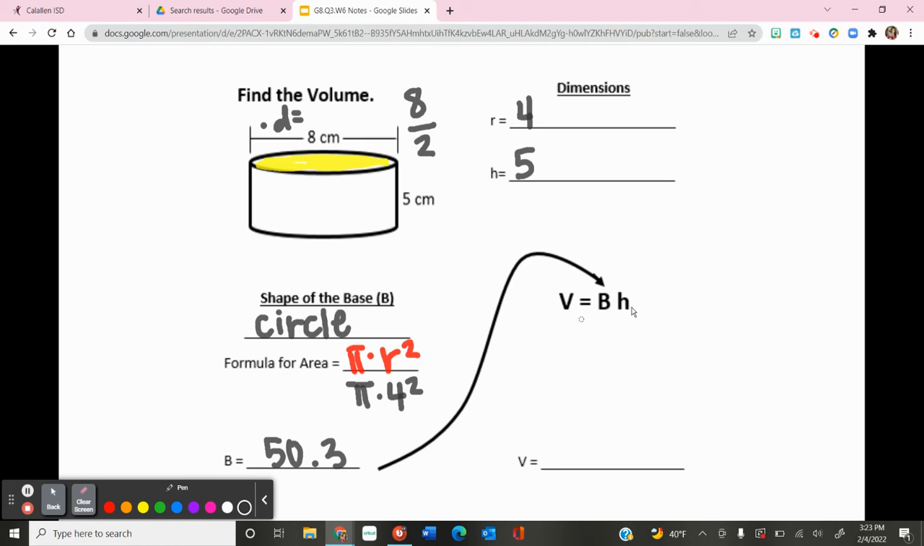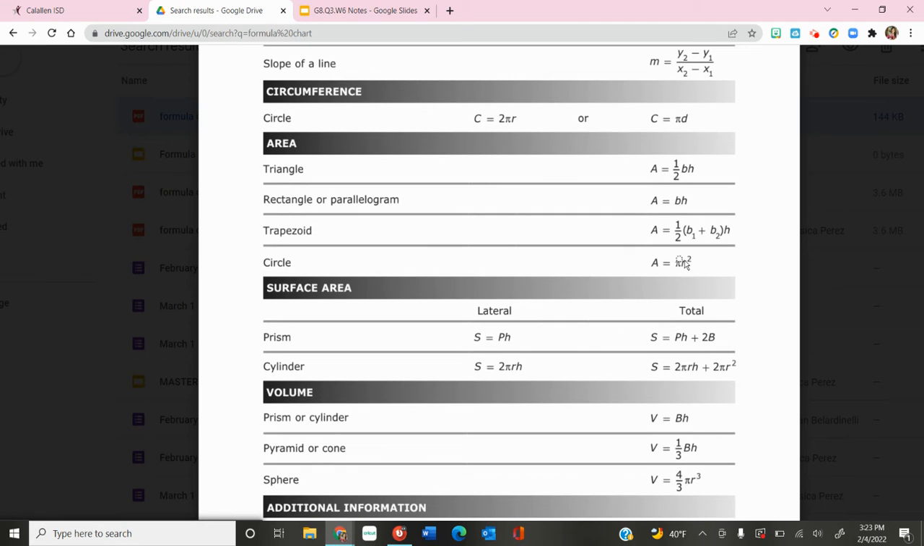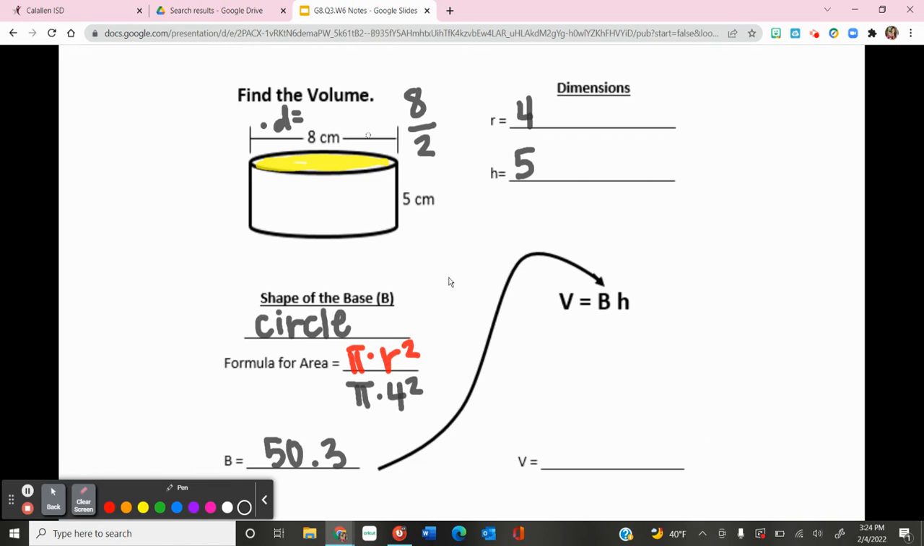Now, the formula for volume of a cylinder, if you were to look at your formula chart, is volume equals big B, which stands for the area of our base, times our height. So here we have V equals big B times little h. So the area of our base times the height of our prism. For big B, we have 50.3, so we're going to substitute that in for B. So 50.3 times the height of our prism, which is 5.